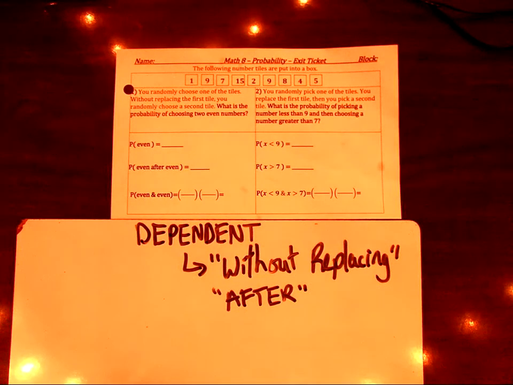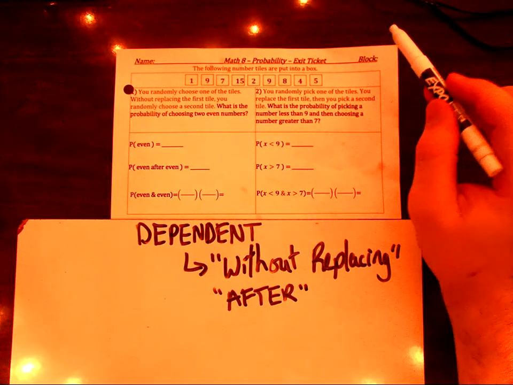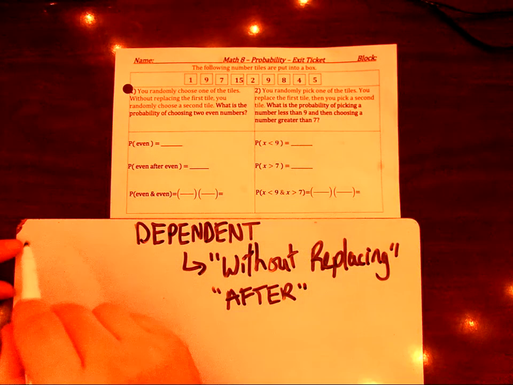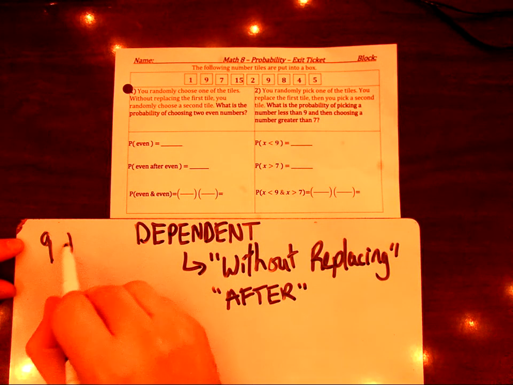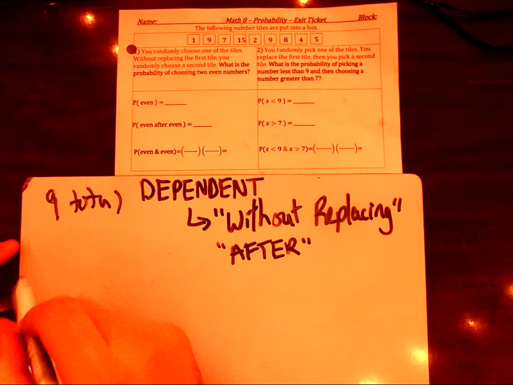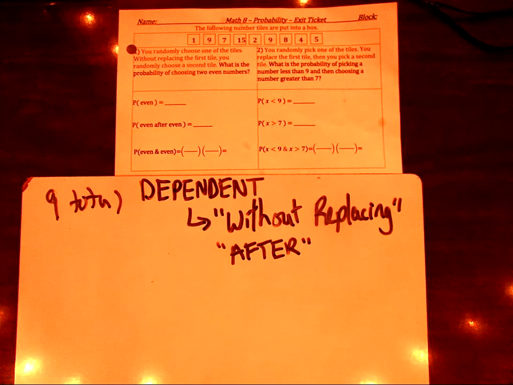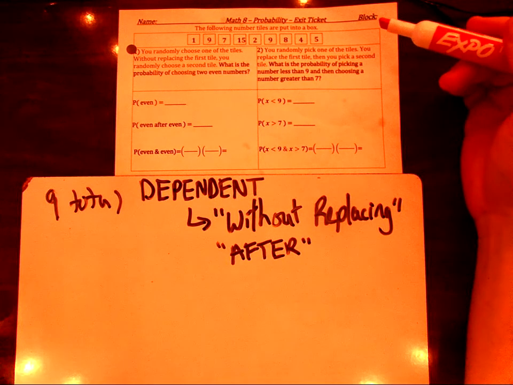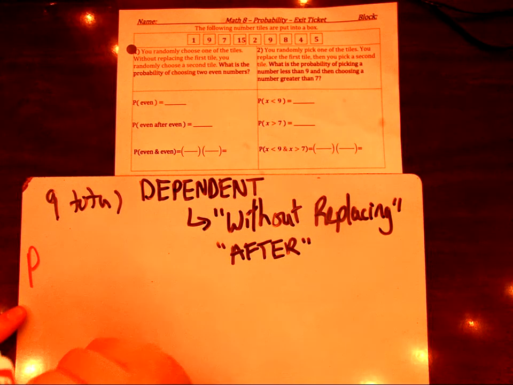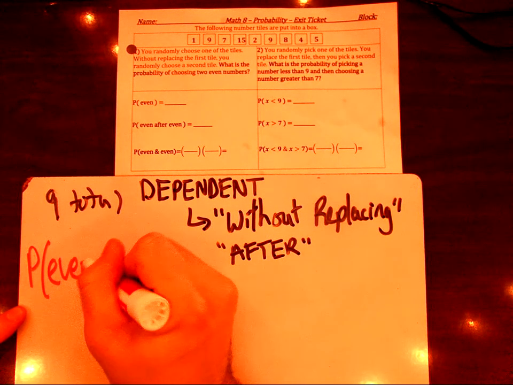Alright, so first thing we're going to have, how many total tiles are there? Well, there's 1, 2, 3, 4, 5, 6, 7, 8, 9. So 9 total tiles. And so how many of which are even? Meaning, is it divisible by 2? So I'm going to find the probability of an even number.